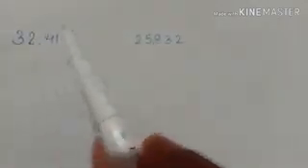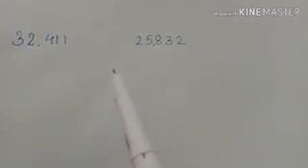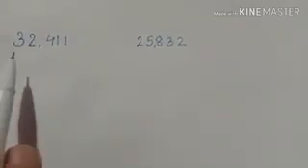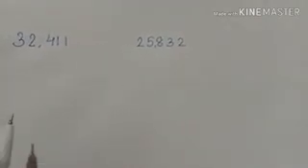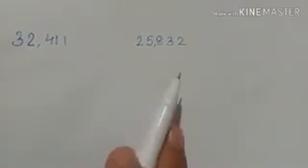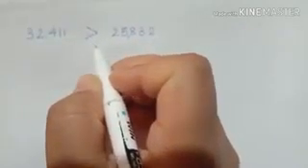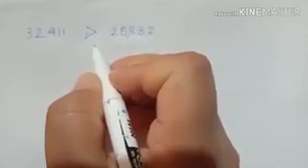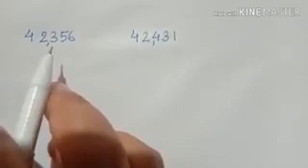Now by comparing these ten-thousands itself, we can understand which one is the greatest number, because it has 3 ten-thousands and here we have 2 ten-thousands, and we know that 3 ten-thousands is greater than 2 ten-thousands. So therefore what can we decide? 32,411 is greater than 25,832.